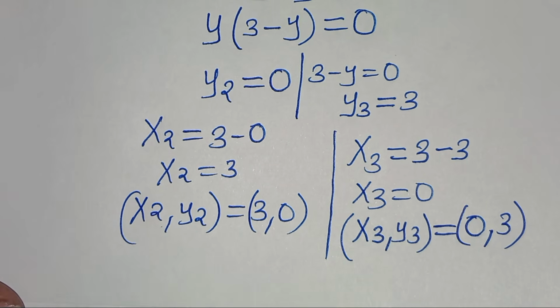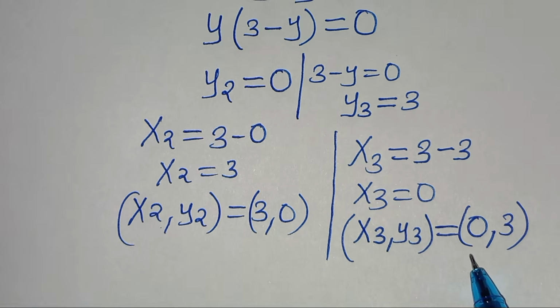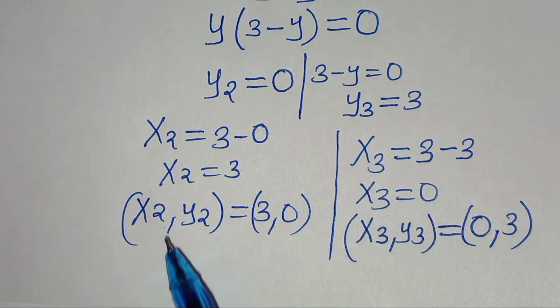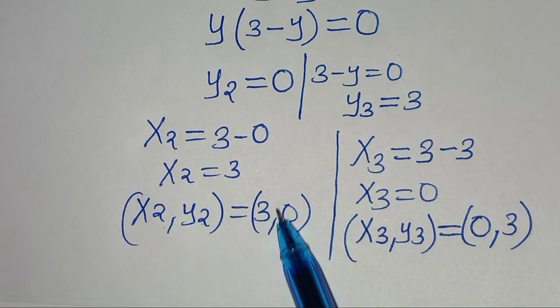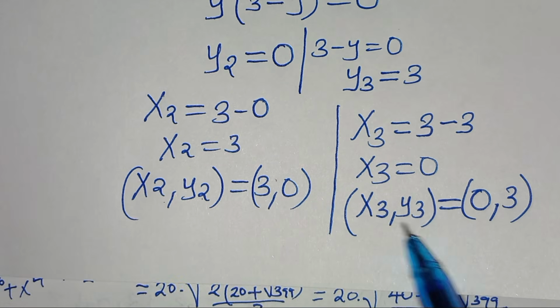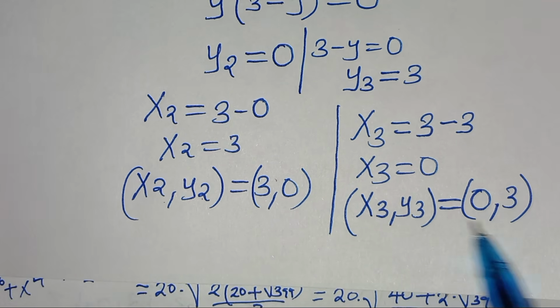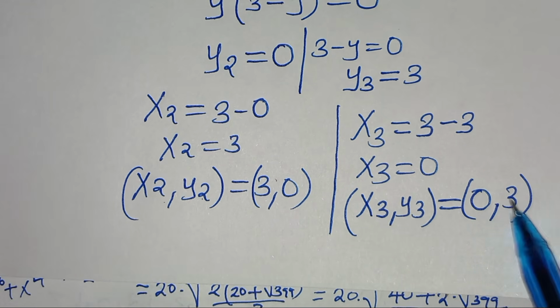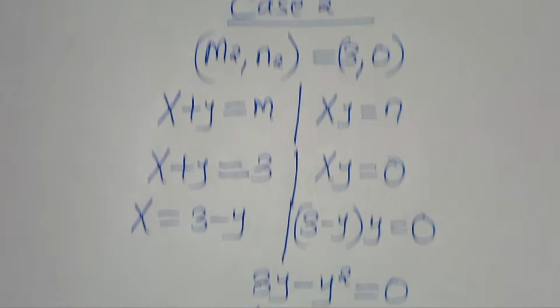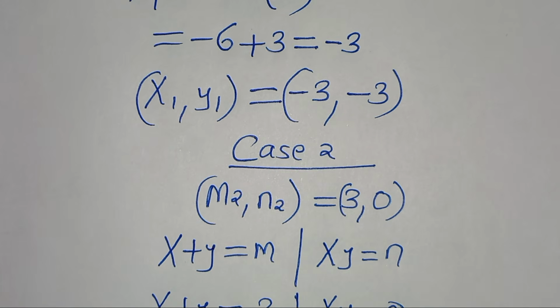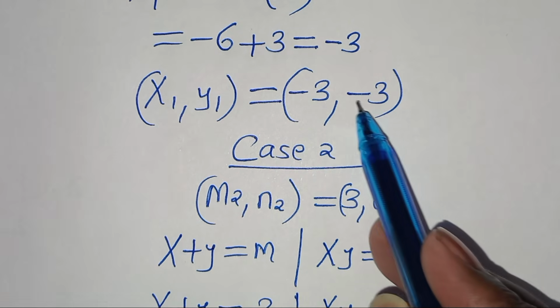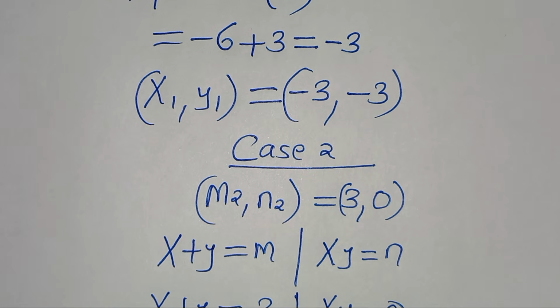So we have 3 sets of solutions here. We have x2, y2, which is 3, 0; x3, y3, which is 0, 3. Then we have x1, y1, which is minus 3, minus 3. So these are the solutions to this algebra problem.